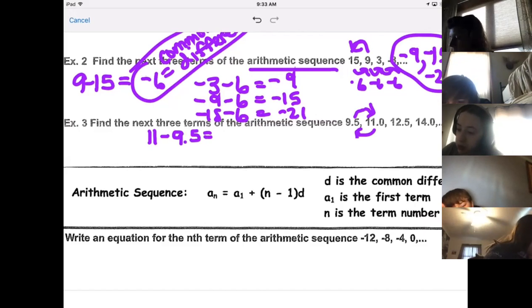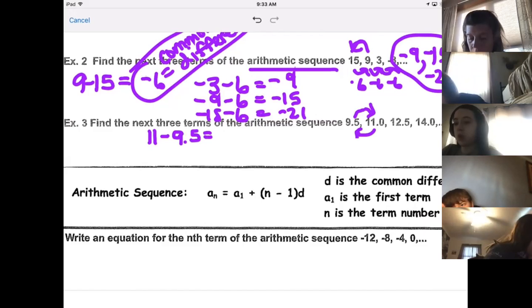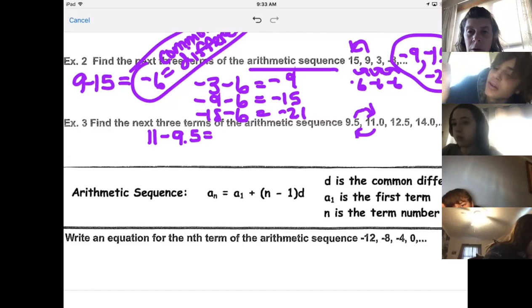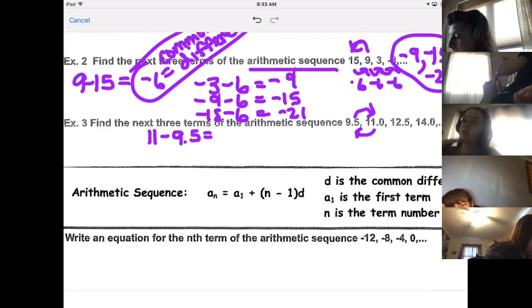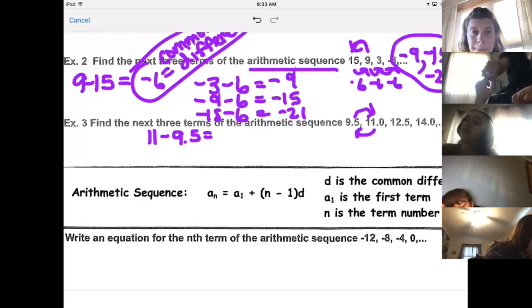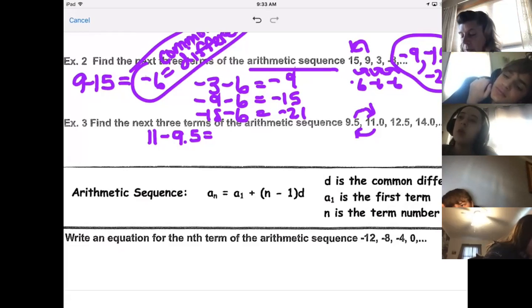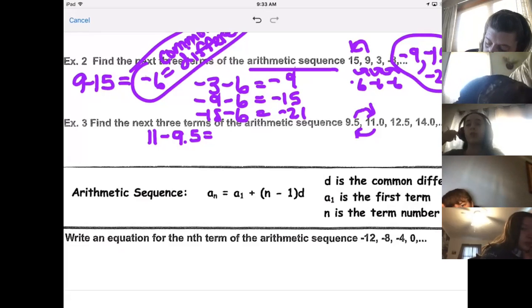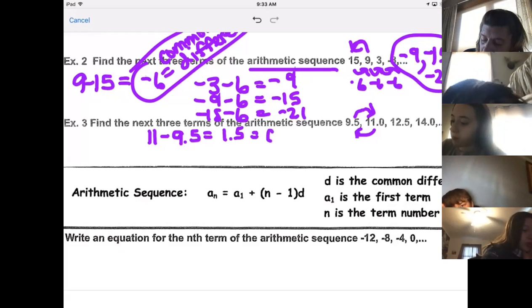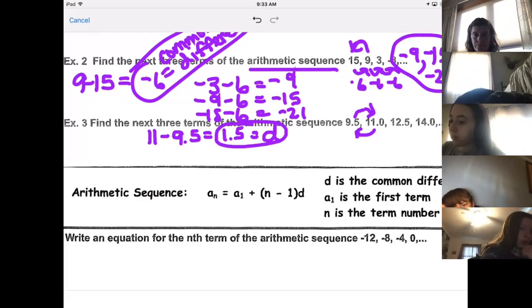What's 11 minus 9.5, Vincent? 1.5. Absolutely. So 11 minus 9.5 is 1.5. Now that is not a term. That's our common difference. So you know what? I'm just going to call it D. Okay, so 1.5 is D. That's what I add each time.